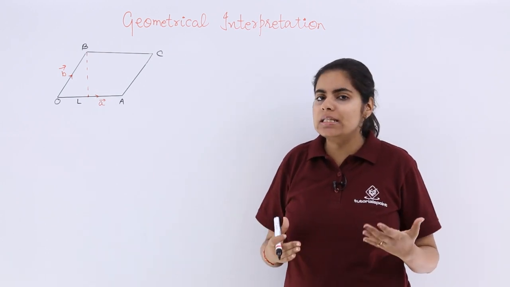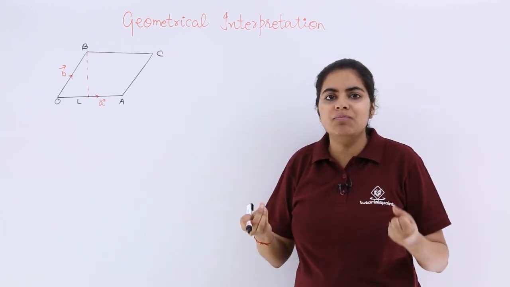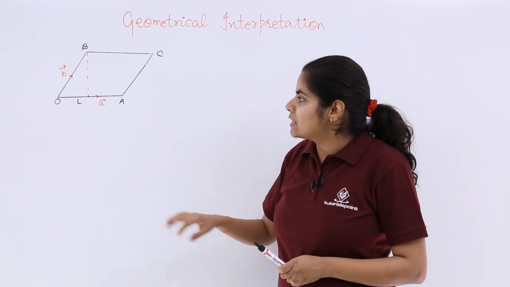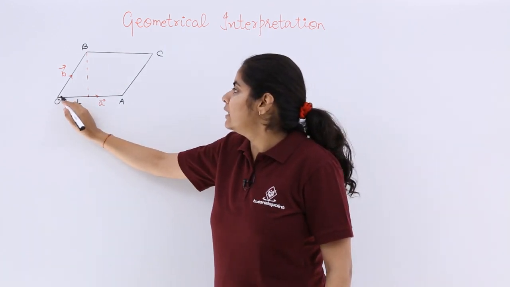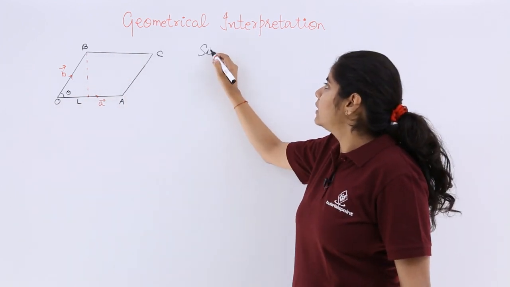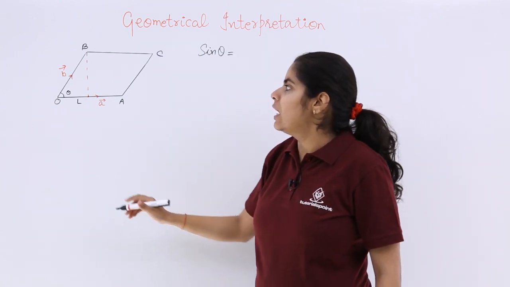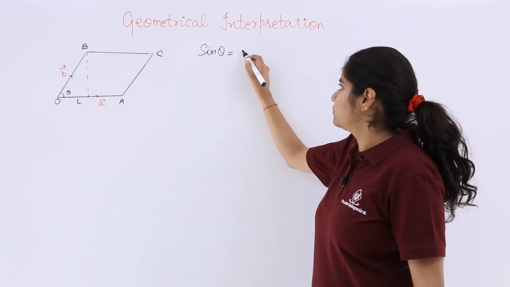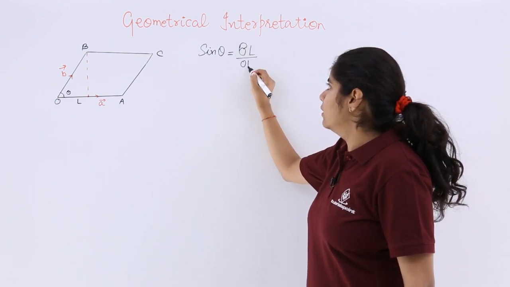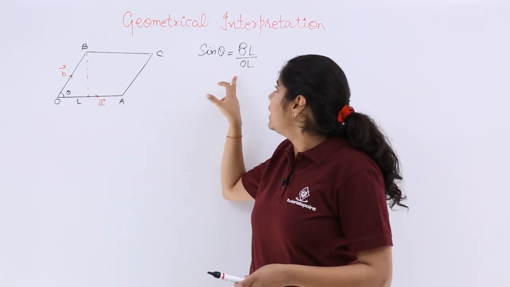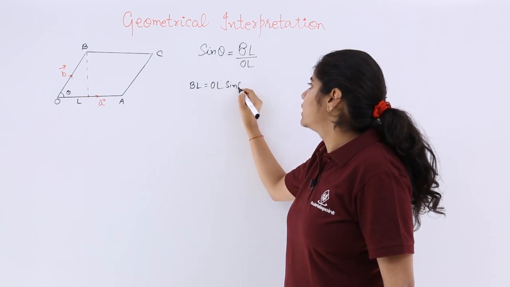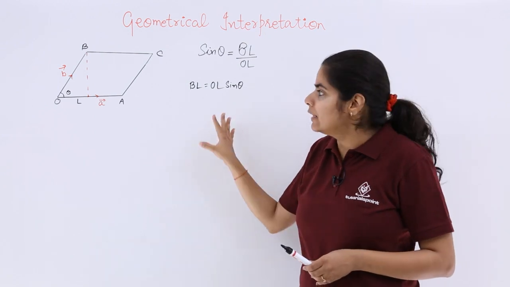Now we are supposed to understand what cross product actually means geometrically. As you can see, when these are perpendicular and the angle theta is made between OA and OB, what is sine theta? Sine theta is BL upon OL. So I'll write here BL upon OL. Now what is BL? BL is OL sine theta. So BL is OL sine theta, that is done.